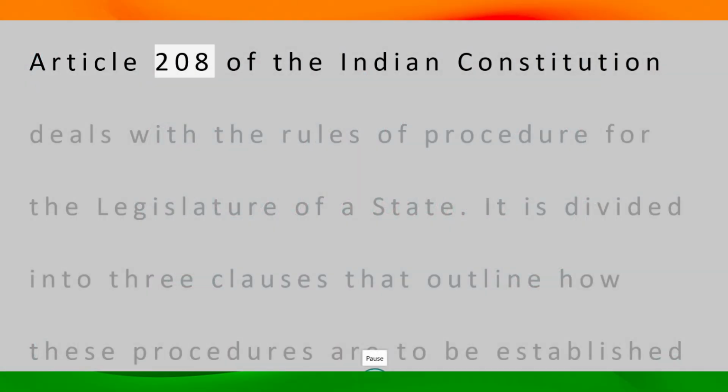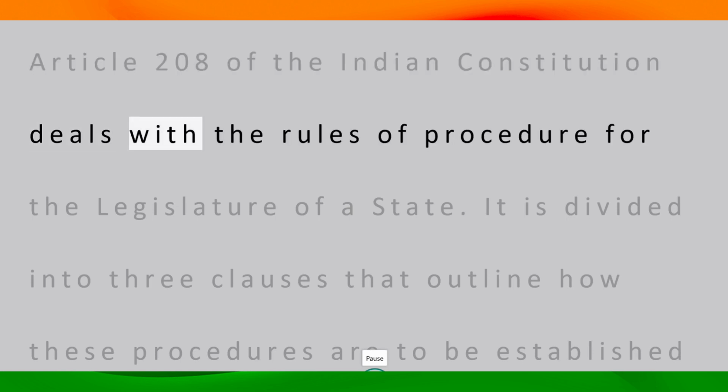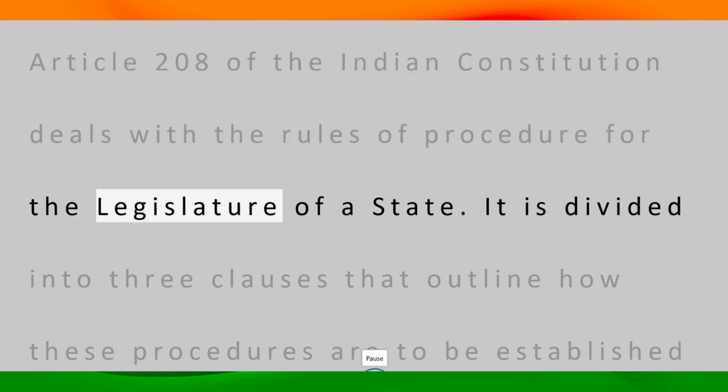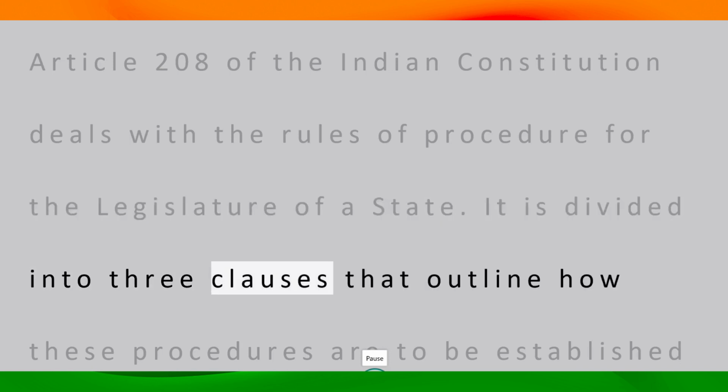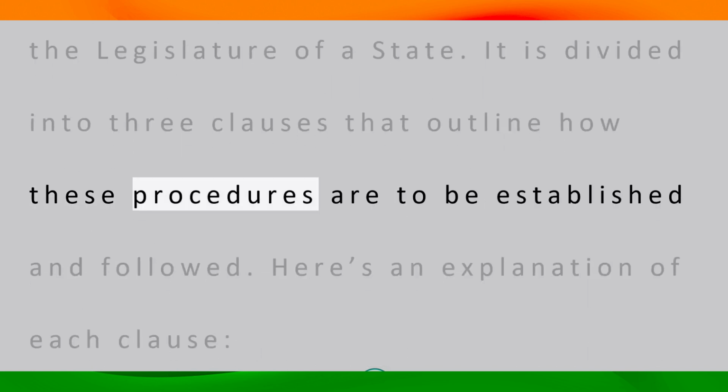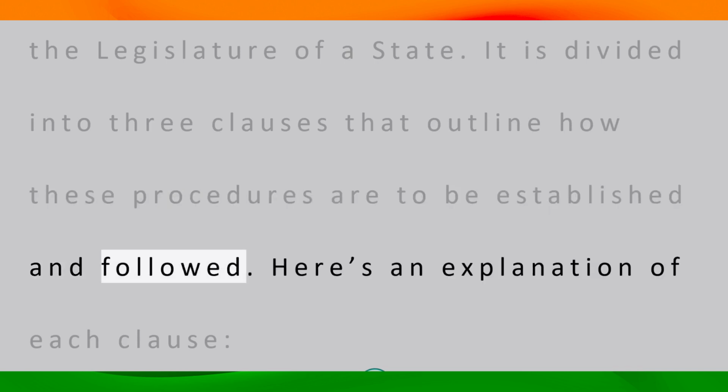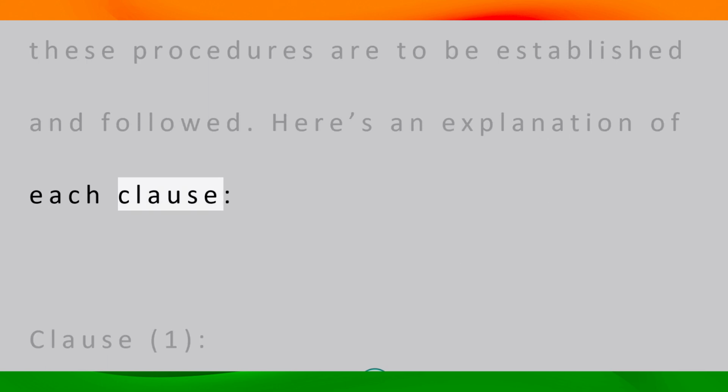Article 208 of the Indian Constitution deals with the rules of procedure for the legislature of a state. It is divided into 3 clauses that outline how these procedures are to be established and followed. Here's an explanation of each clause.